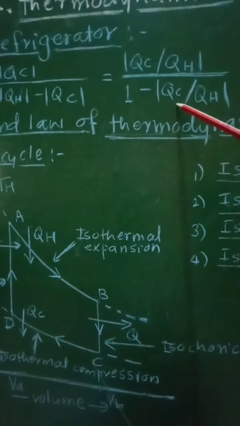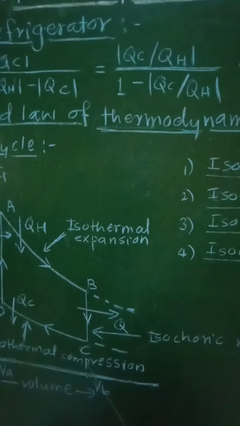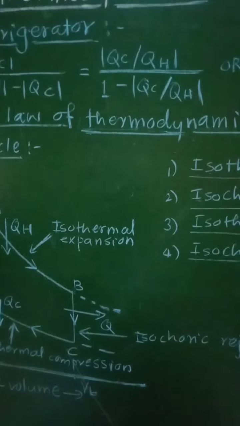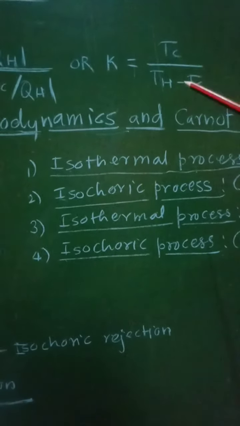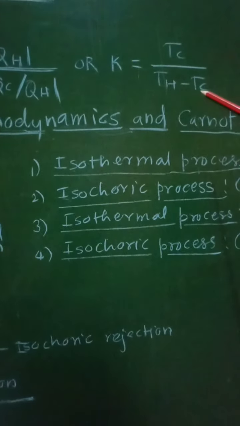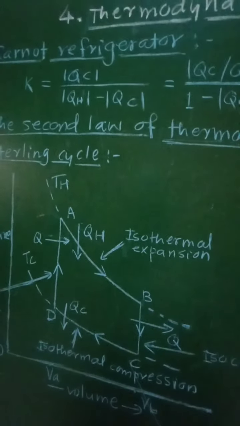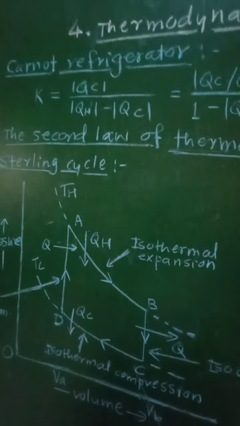So instead of the heat energies, if you consider the respective temperatures, that is TH and TC, then this coefficient of performance of the refrigerator will be given as K equal to TC upon TH minus TC. So this is the expression for the coefficient of performance for the Carnot refrigerator.